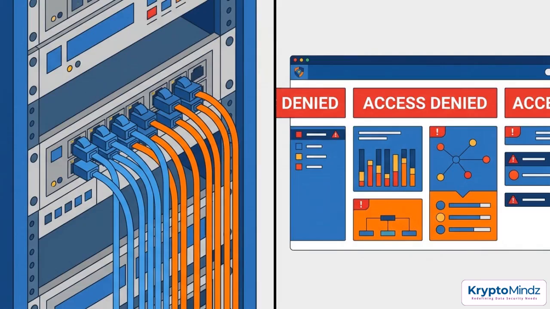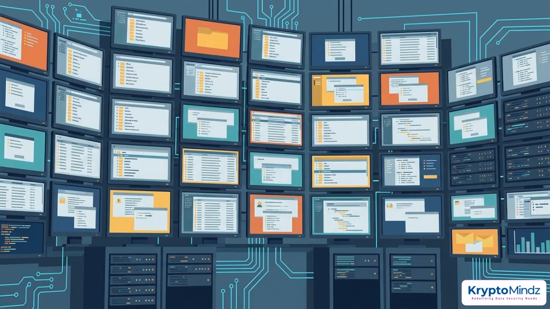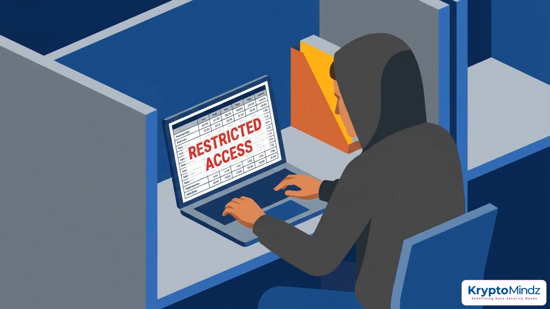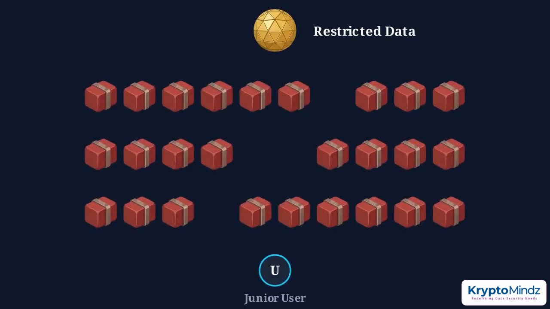This connectivity creates an immediate paradox. To be effective, the agent needs access to everything, which means it technically possesses the power to see everything. Without governance, a junior employee could ask the agent to summarize an unreleased Q4 earnings report or pull a list of executive salaries. This is God mode.